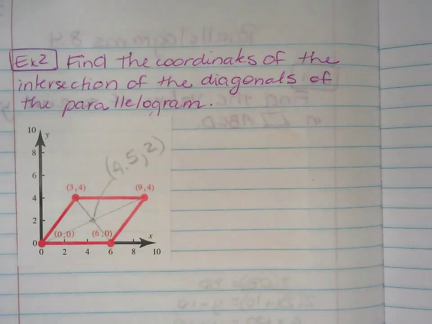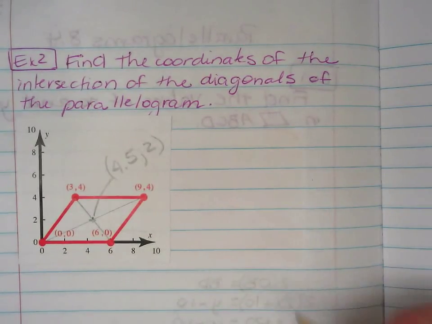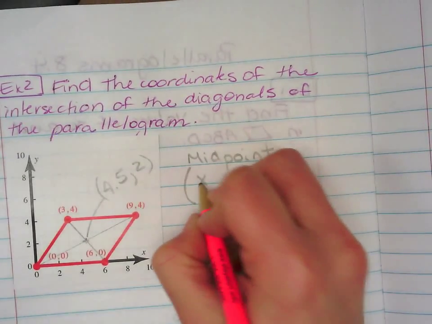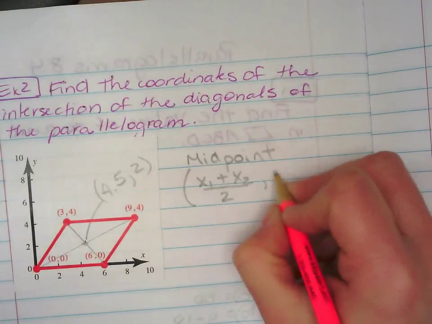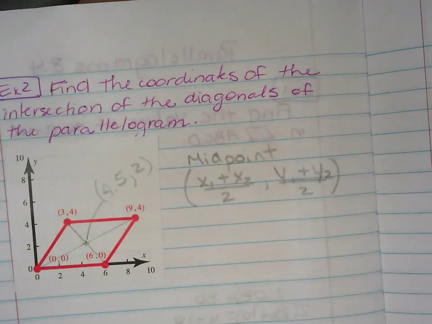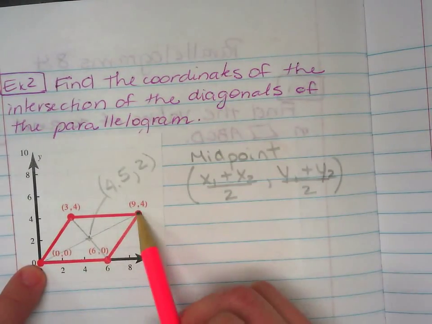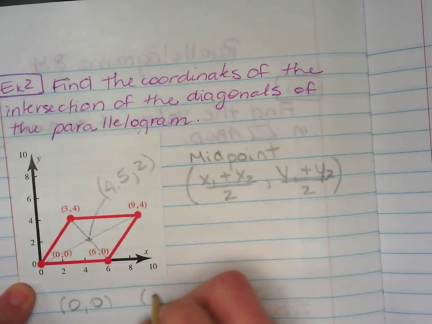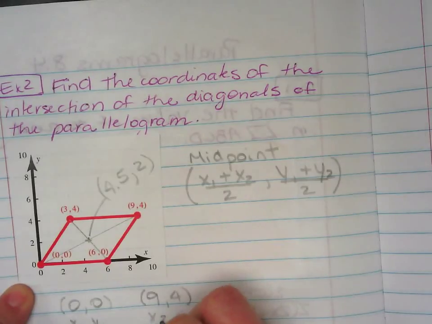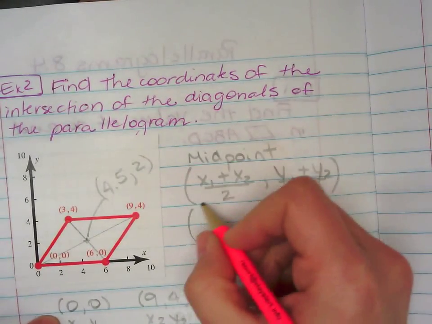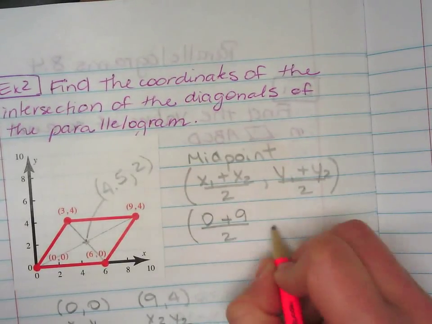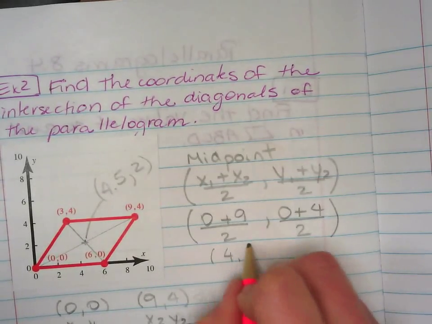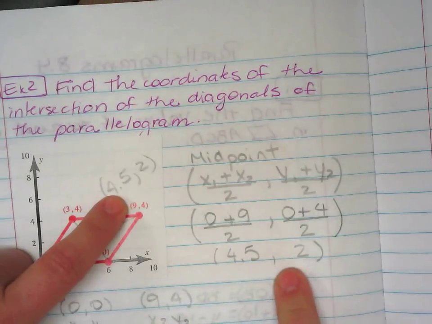That is it. Now, if I did not have the graph, I could have just flat out used the midpoint formula. The midpoint formula is x1 plus x2 divided by 2, y1 plus y2 divided by 2. So I can do the midpoint between these two just because one of them is 0, so it's going to be easier for me. I'm going to use these two, 9 and 4. So substituting x1, 0 plus x2, 9, divided by 2. y1, 0, y2, 4, divided by 2. 9 divided by 2, everybody knows, is 4.5. 4 divided by 2, everybody knows, is 2. Boom, same answer. There you go.